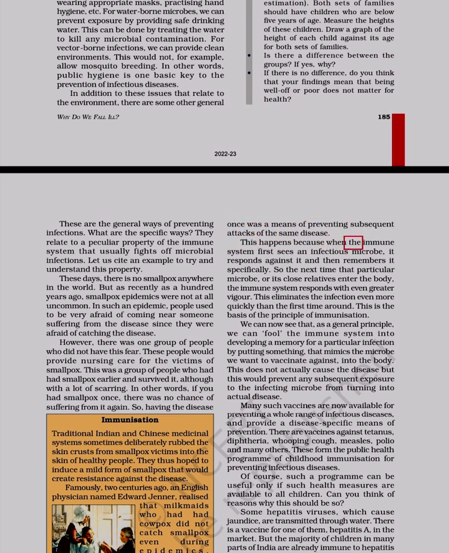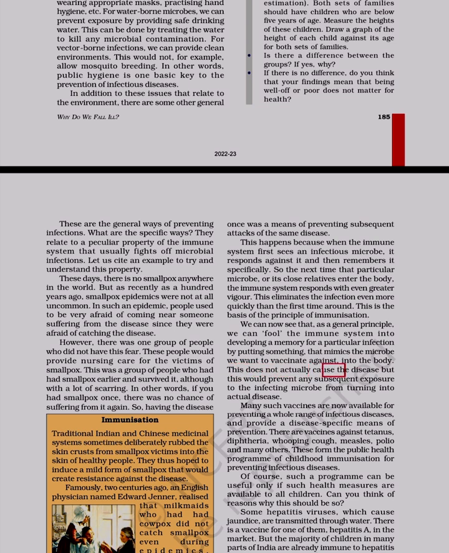This happens because when the immune system first sees an infectious microbe, it responds against it and then remembers it specifically. So the next time that particular microbe or its close relatives enter the body, the immune system responds with even greater vigor. This eliminates the infection even more quickly than the first time around. This is the basis of the principle of immunization. We can now see that, as a general principle, we can fool the immune system into developing a memory for a particular infection by putting something that mimics the microbe we want to vaccinate against into the body.